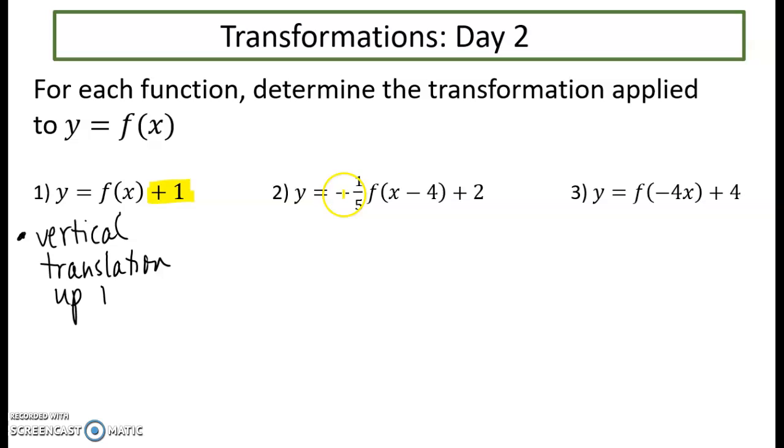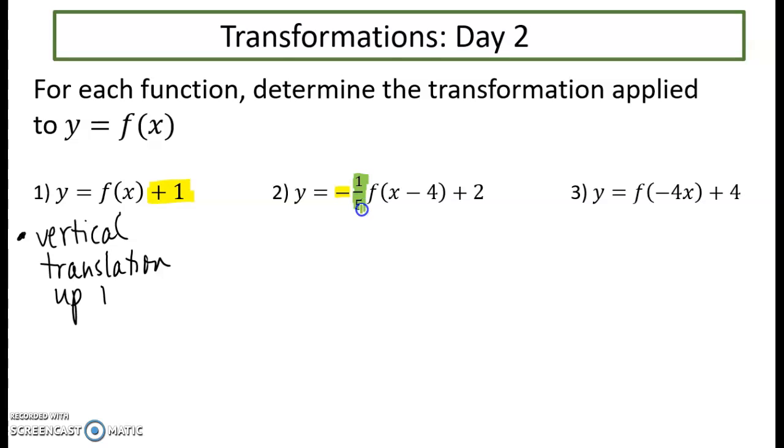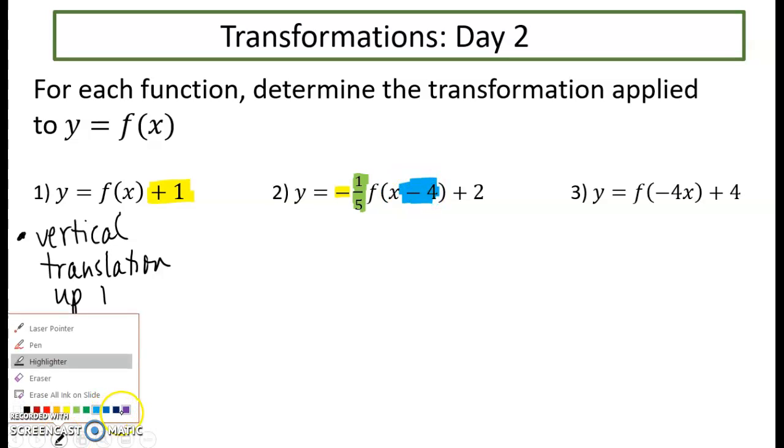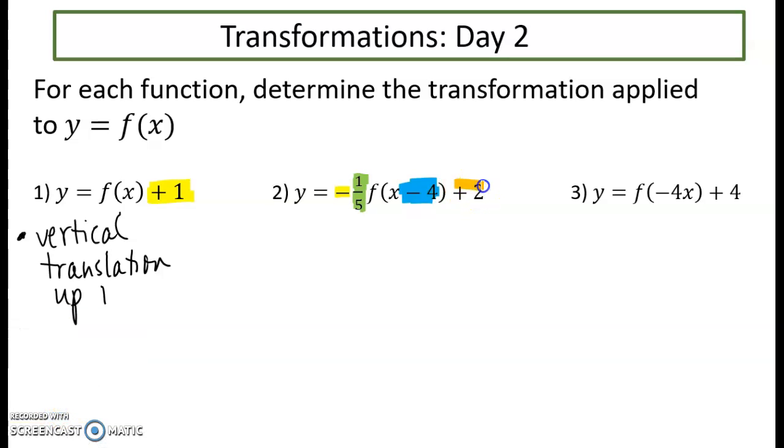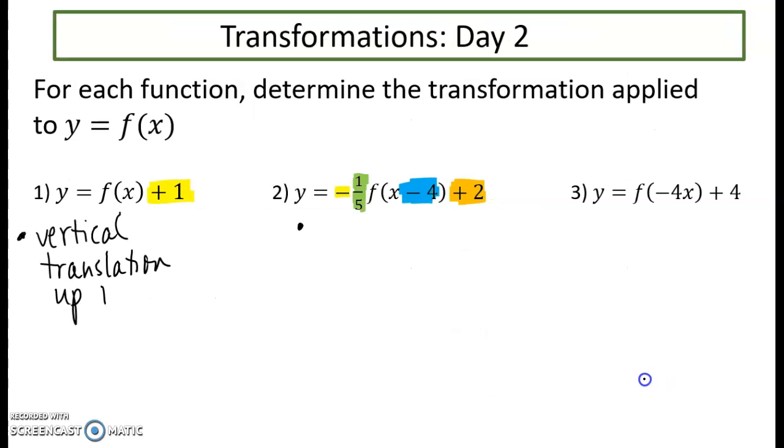Okay, so on number 2, there are 4 different transformations happening. So let's move left to right. What does the negative on the outside mean? I forget. Let me come back here. A negative on the outside means I reflect over the x-axis. So first, reflection over the x-axis.